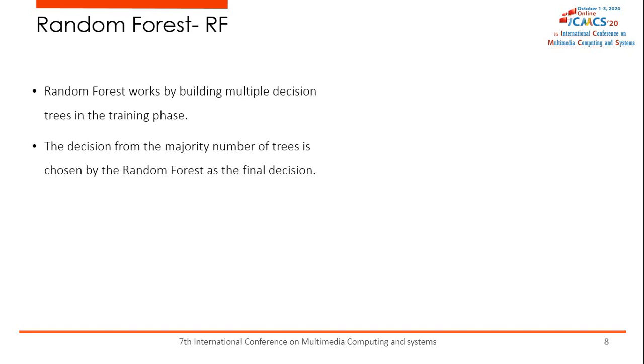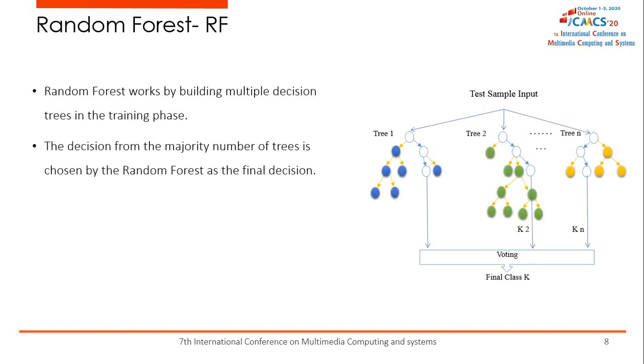The next algorithm is random forest. Random forest works by building multiple decision trees in the training phase. The decision from the majority of trees is chosen by the random forest as the final decision.